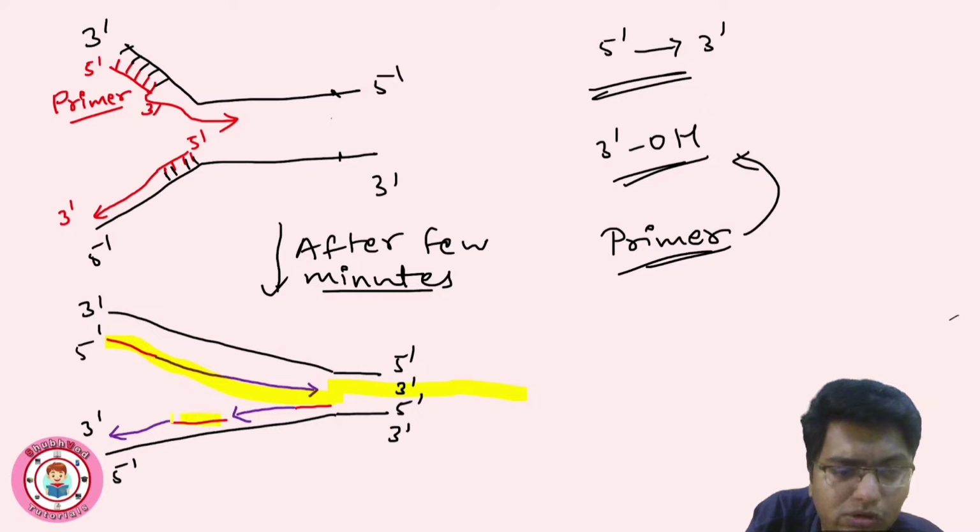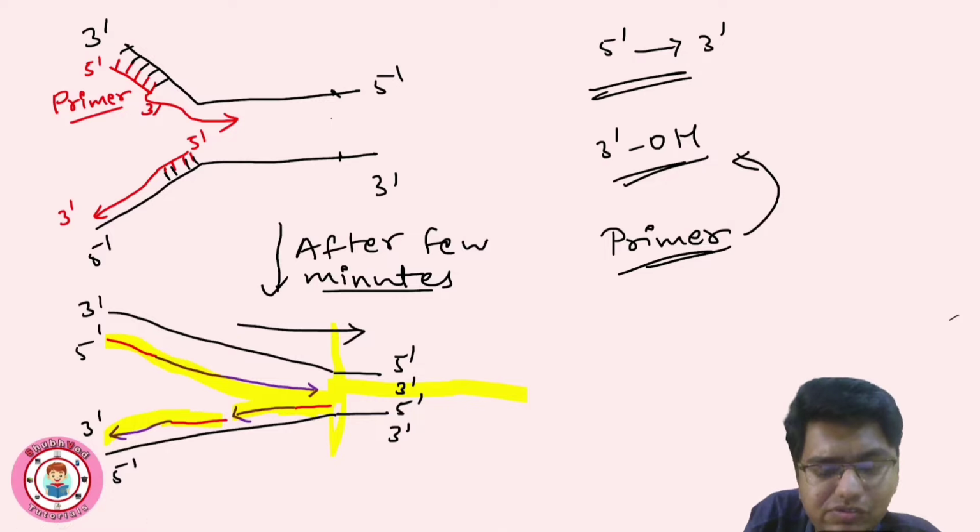But this strand is not continuous. It has multiple primers, because the replication fork is only till here. From here, as the replication fork opens, a new primer will be added, and then synthesis will occur. This is opposite to the replication fork direction. So the direction of replication is this, and this strand has the opposite direction, so the opposite strand is not continuous. The strand which follows the direction of the replication fork is the continuous strand.